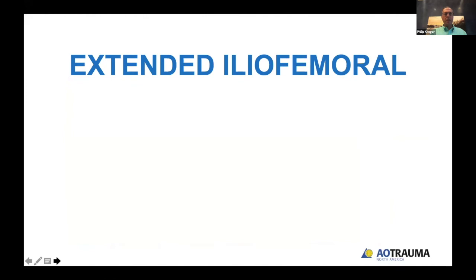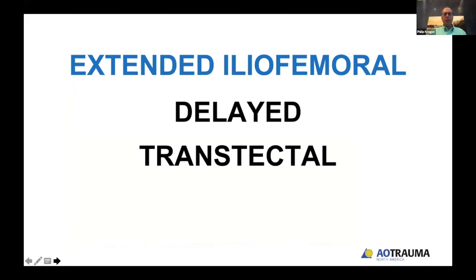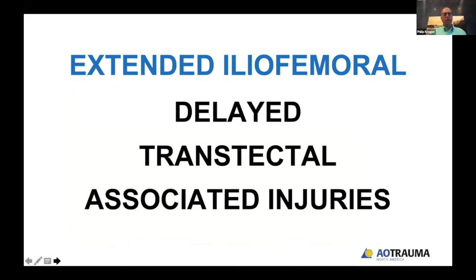So the extended iliofemoral can be reserved in severely delayed cases greater than 2.5 to 3 weeks. The transtectal variant was historically ascertained by Professor Letournel to need the extended iliofemoral, although I think that's rarely used for a simple transtectal transverse in today's world, and also a significant sacroiliac joint disruption on the same side as the transverse fracture.